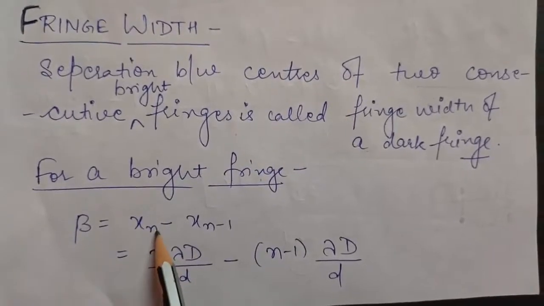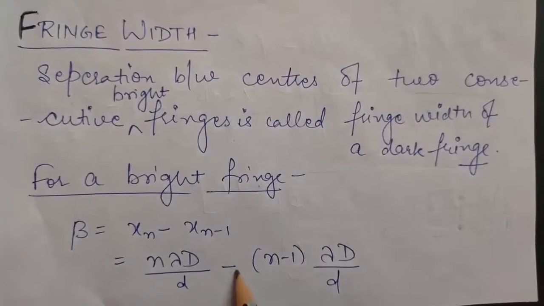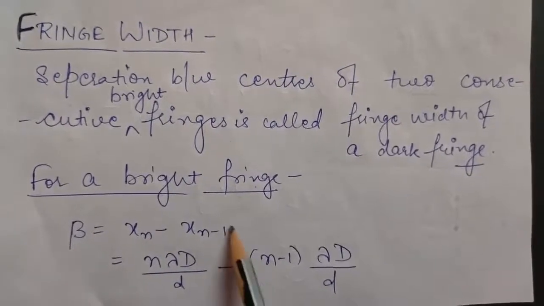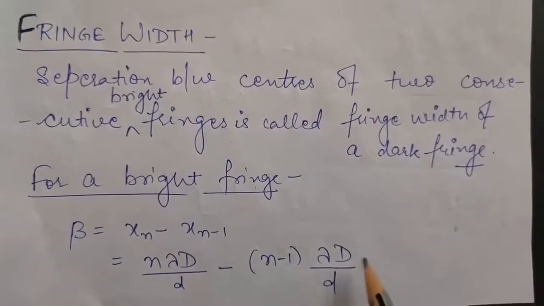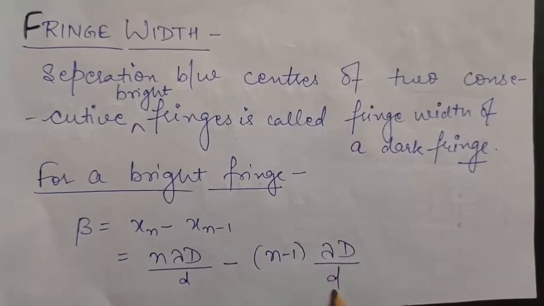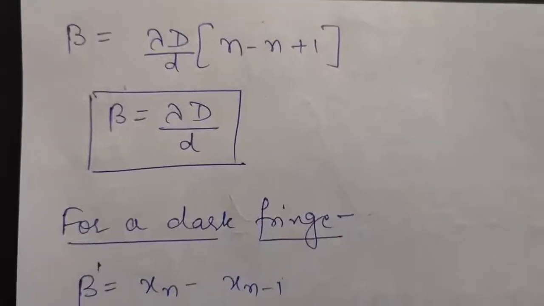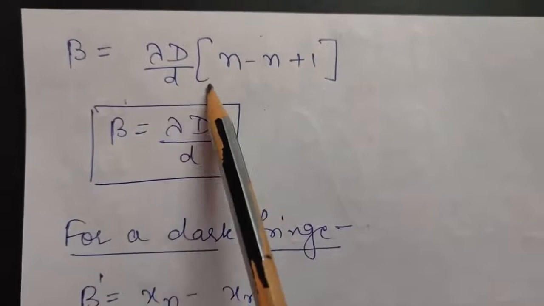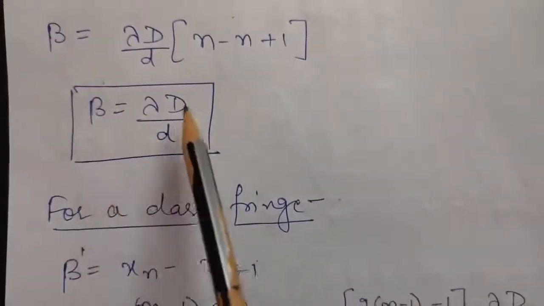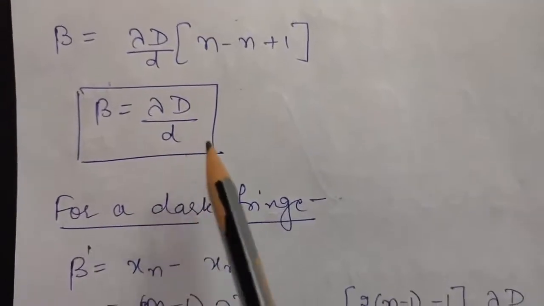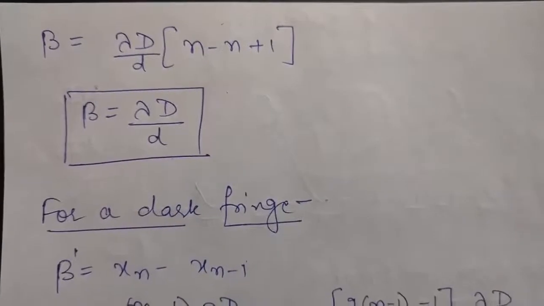So xn, as you have already calculated for a bright fringe, is n lambda D by d, minus again n lambda D by d, but your n is n minus 1. So that will be (n minus 1) lambda D by d. Now open the bracket and solve this term. So beta will come to be lambda D by d into (n minus n plus 1). n will cancel out. So beta will come to be lambda D by d. So this is your fringe width of a dark fringe.